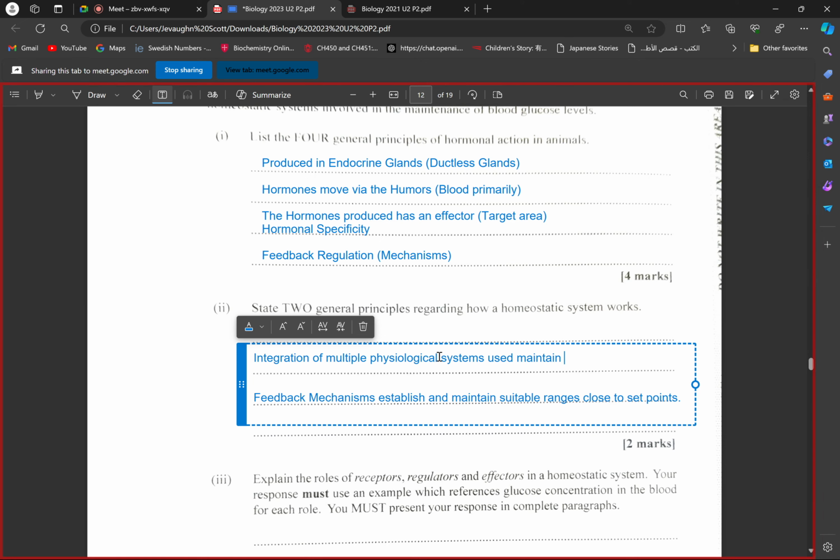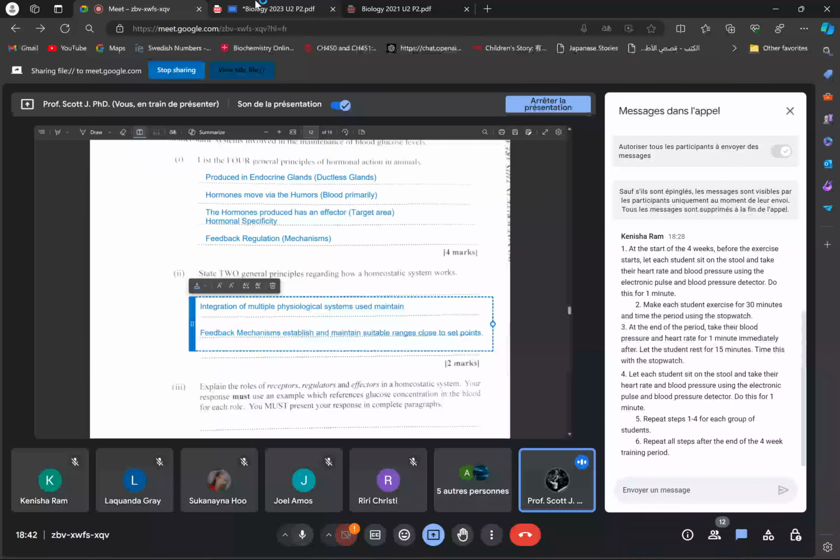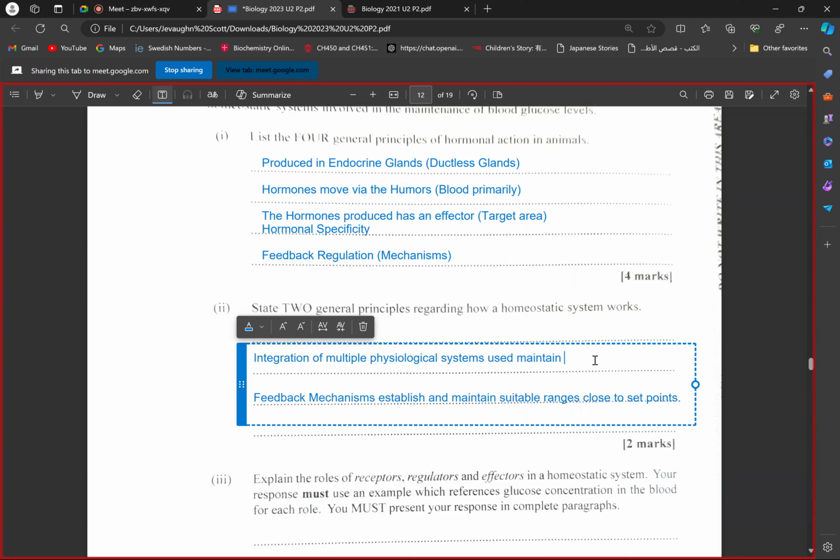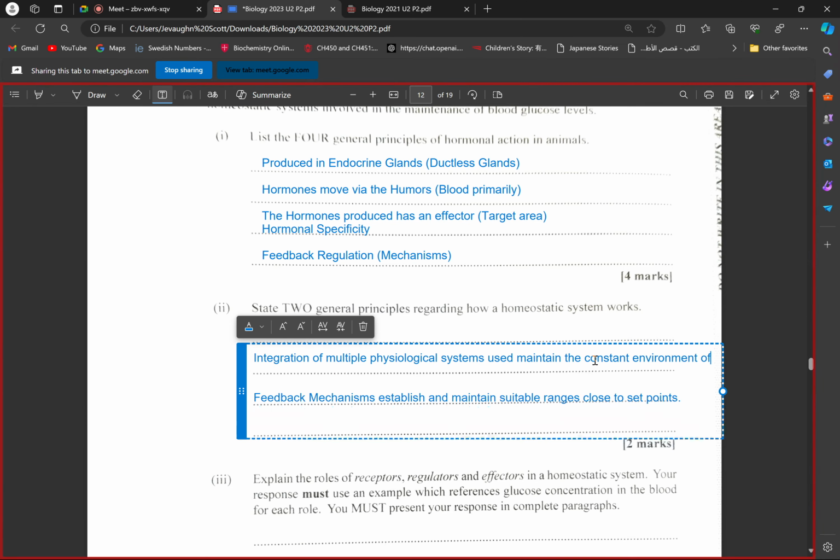I was going to say negative feedback and positive feedback, but what he said makes more sense. Okay, so negative feedback and positive feedback would be the feedback mechanisms to maintain a constant internal environment. The word internal is key.